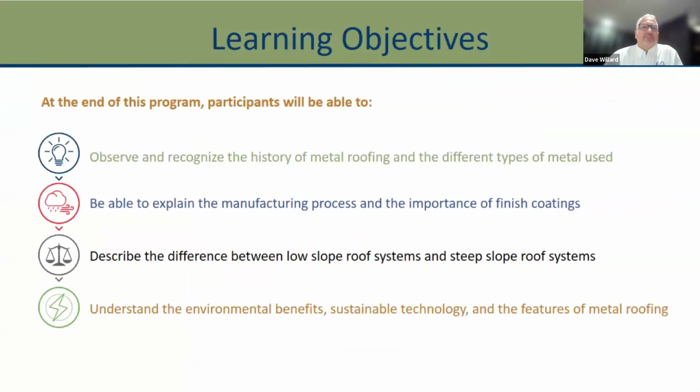So the learning objectives for today are pretty simple. We're going to try to observe and recognize the history of metal roofing and different types of metal used in the industry. We're going to talk about the manufacturing process and really the importance of the finish coatings and why the finish coatings are so important. We're going to describe the difference between low slope and steep slope roofing systems, and talk a little bit about the environmental benefits of using metal roofing or metal products in your building for sustainable reasons, the sustainable technology that's available, and different features of metal roofing.